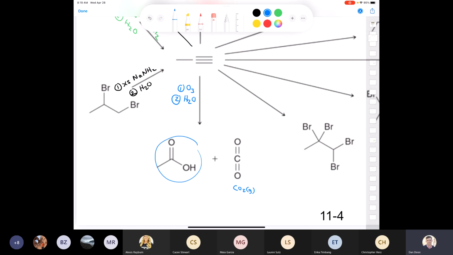And in this case, you're also going to produce acetic acid. So make sure you count your carbons carefully here. We have 3 carbons in the molecule. We have 2 of them in this product, and we only have 1 of them in the carbon dioxide molecule.